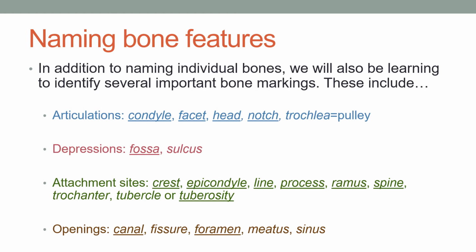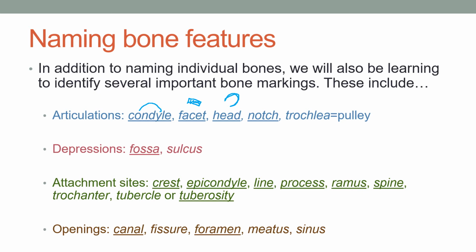The kind that form articulations between bones, often very smooth places on the bone, often rounded. Something that forms a smooth rounded arch on the end of a long bone is often called a condyle. If it sticks out even further to form a rounded projection, it's called a head. If, on the other hand, the articulation between the 2 bones is like a perfectly flat square, that would be called a facet. Sometimes one bone fits into another bone and you get a notch.